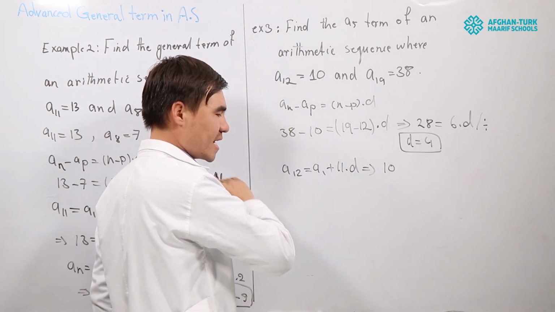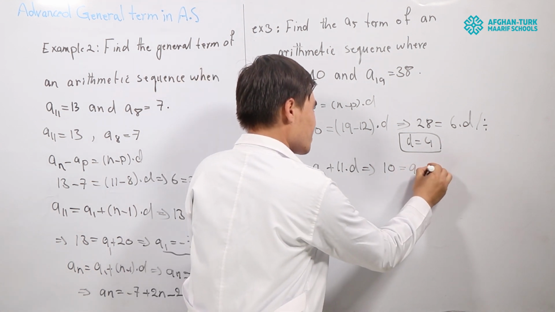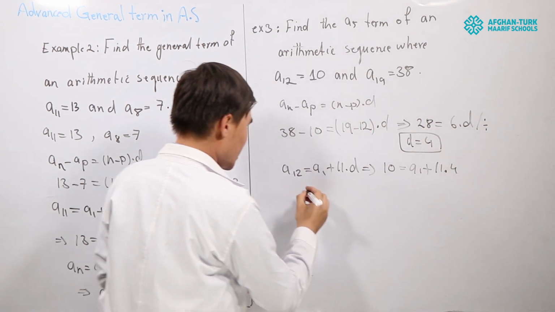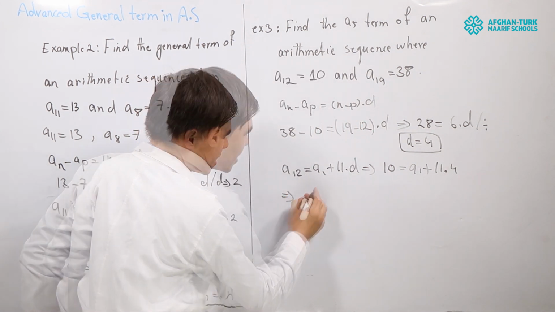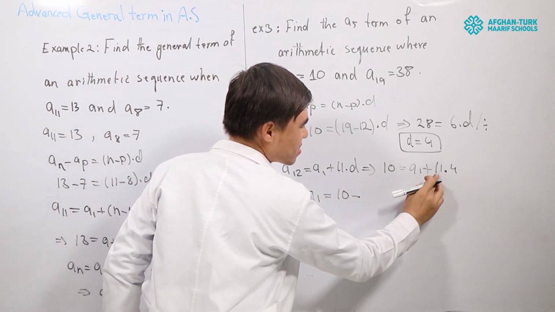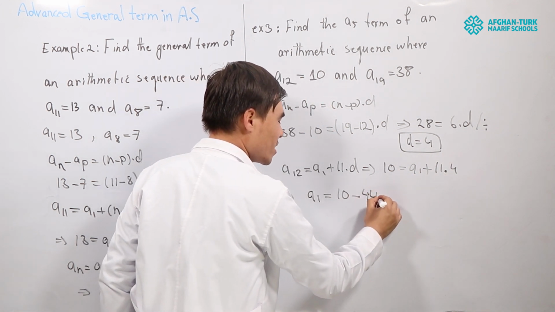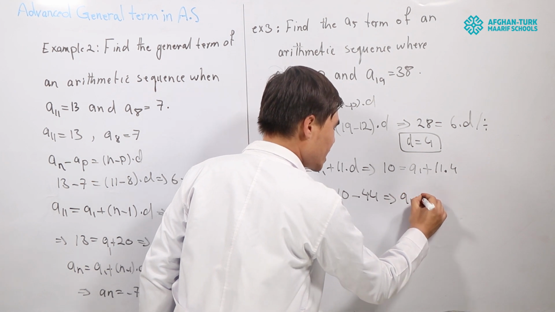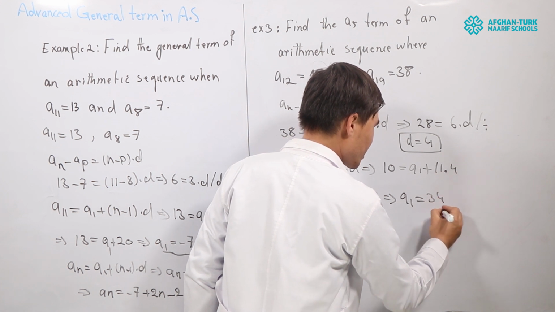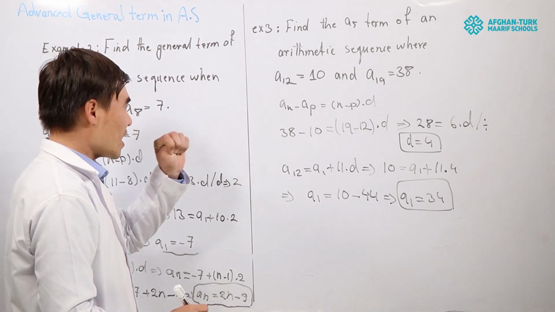This formula we have said in the previous video. a_1 plus 11 times d, d is equal to 4. Here we can find a_1 is equal to 10 minus 44, 4 times 11 will be 44. And here we find a_1 is 10 minus 44, which will be negative 34. And we could find a_1 according to the formula.